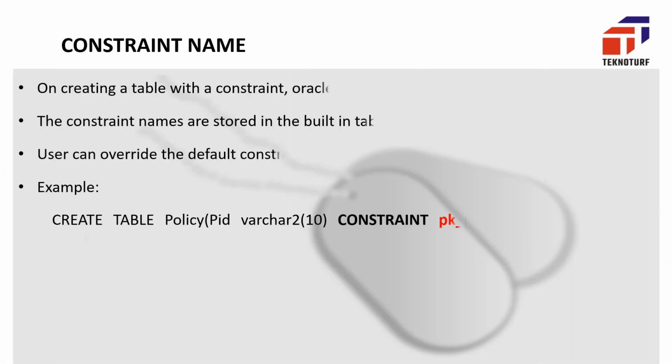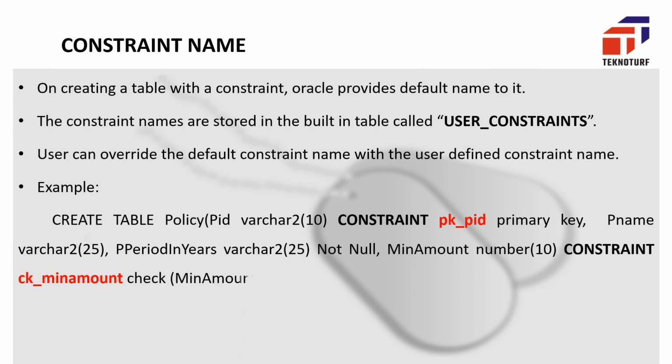On creating a table with a constraint, Oracle provides a default name to it. The constraint names are stored in the built-in table called user_constraints. The user can override the default constraint name with a user-defined constraint name. The example describes how to give a name to the constraints.